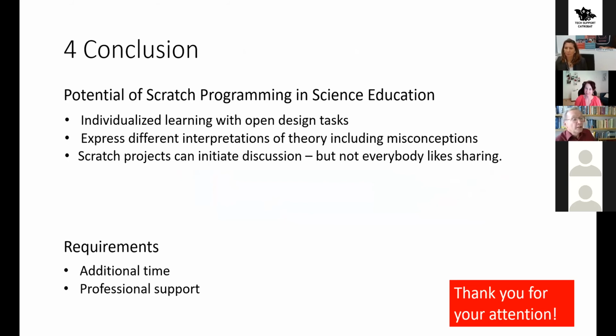And they can initiate discussion, but the problem is not everybody likes sharing. But the requirement is that you need time for programming. You need additional time. Chemistry or science teachers don't like to give more time. But if the school curriculum requires programming, then part of the programming could be done in science lessons. And you need professional support. You need trained teachers who might help students when they find problems in their programs.